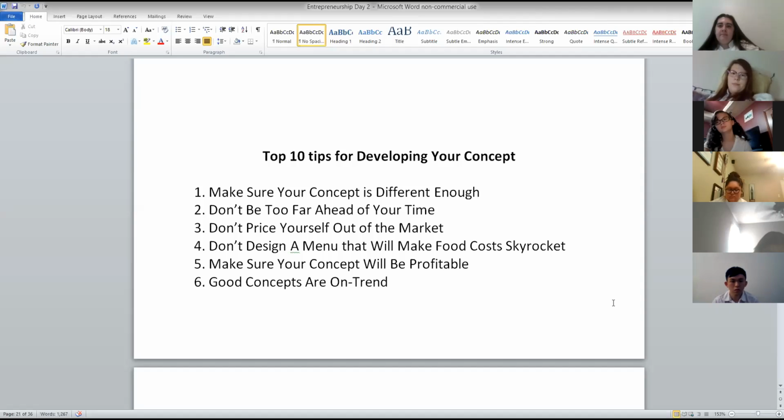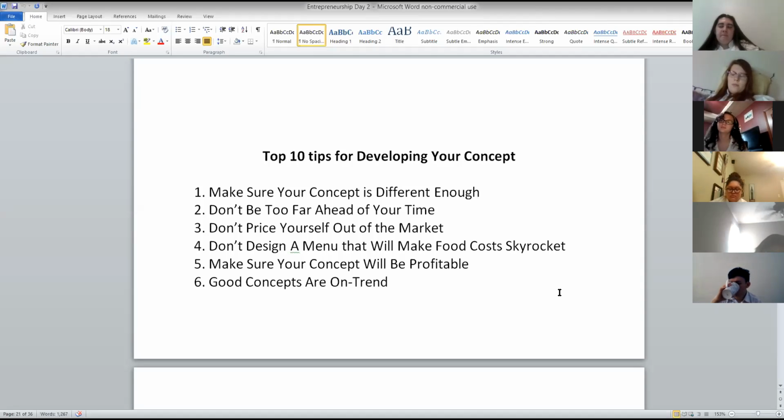So if you're going to use high-end products, vanilla beans for your products, what about just vanilla extract, okay? What about if you're going to use lobster? Can you price it accordingly? Maybe your food cost is going to be different, going to be high. Make sure your concept will be profitable.